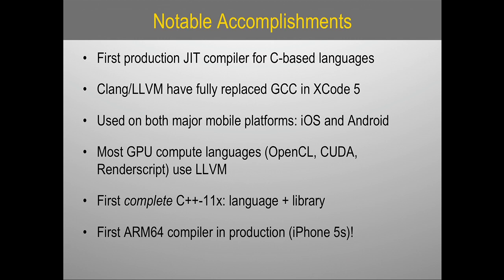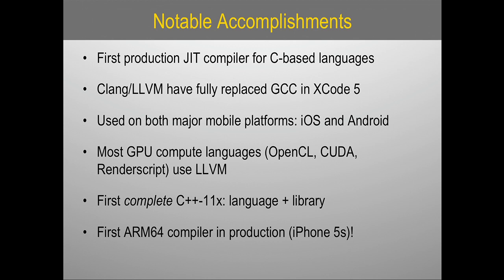I also wanted to show off a little bit. I think this is something that we don't often do, but it's worth noting. There are a number of things that LLVM has done that have not been done before or been done better than ever before. It was the first production JIT compiler for C-based languages that I know of. So this was in the first commercial product using LLVM, which was Mac OS, which was the OpenGL stack in Mac OS, which used LLVM as a JIT. Clang and LLVM have fully replaced GCC in Xcode 5, and so Apple is now fully a Clang shop. It used to be a fully GCC shop. It's used in both major mobile platforms, iOS and Android, and that's pretty uncommon.